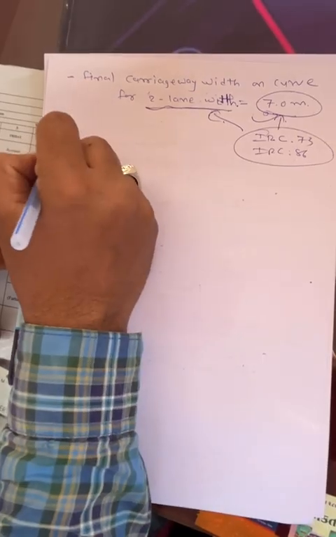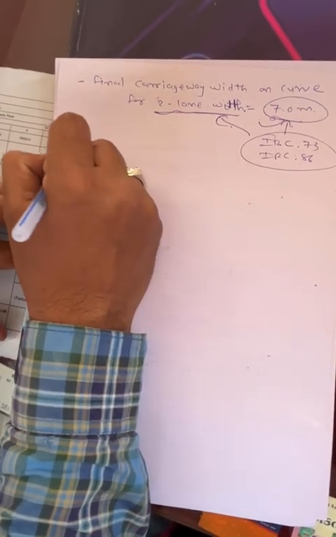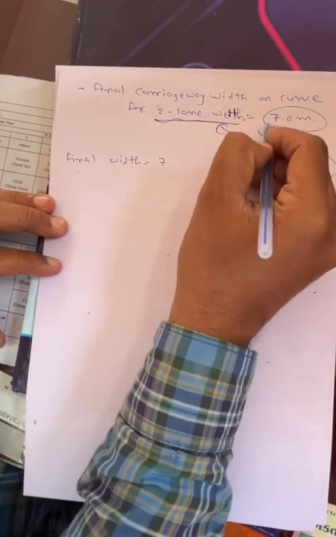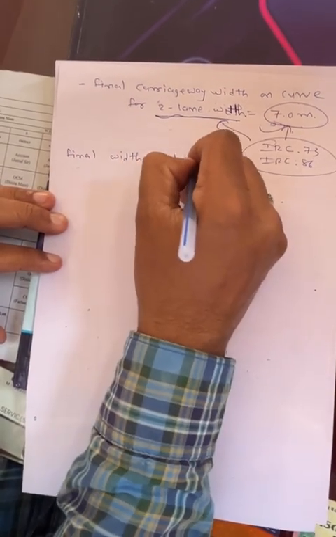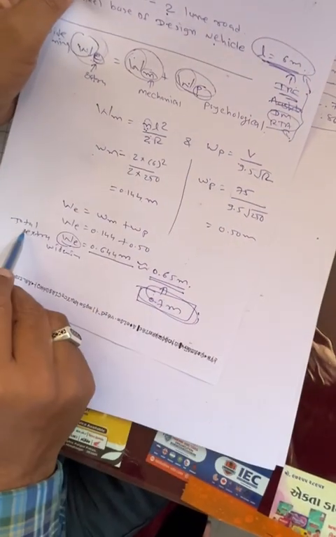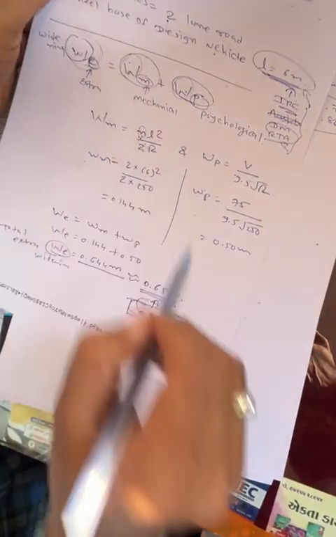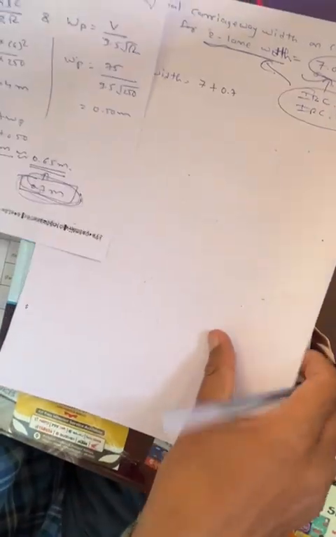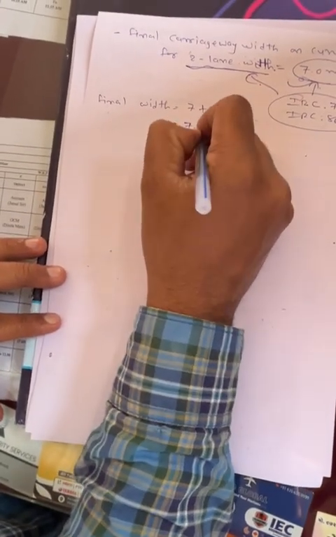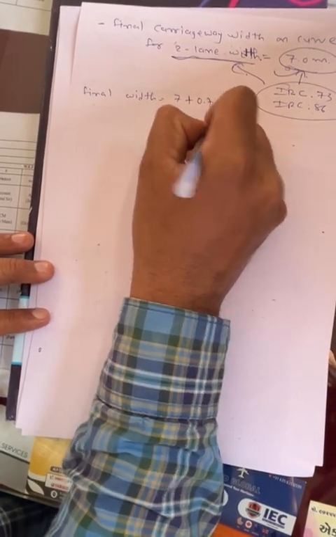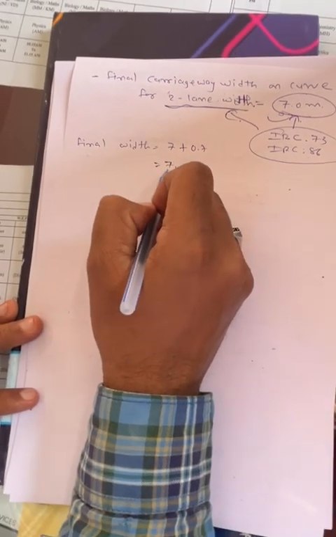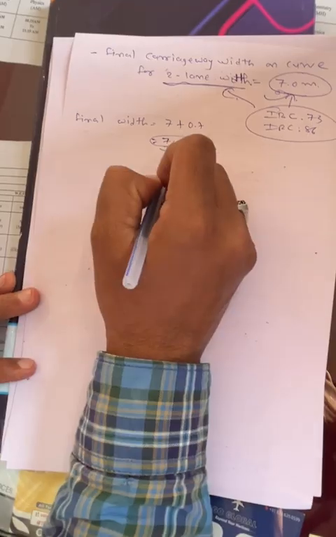So now our final width is equal to 7 from this one plus 0.7. The 0.7 comes from the equation of extra widening. We choose this 0.7 meter. So our final width is 7.7 meter. So we adopted this carriageway width on the curve as 7.7 meter.